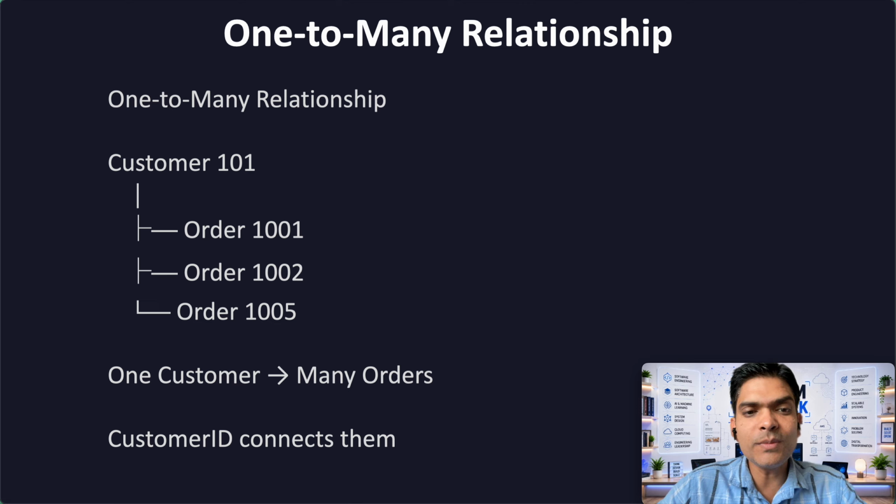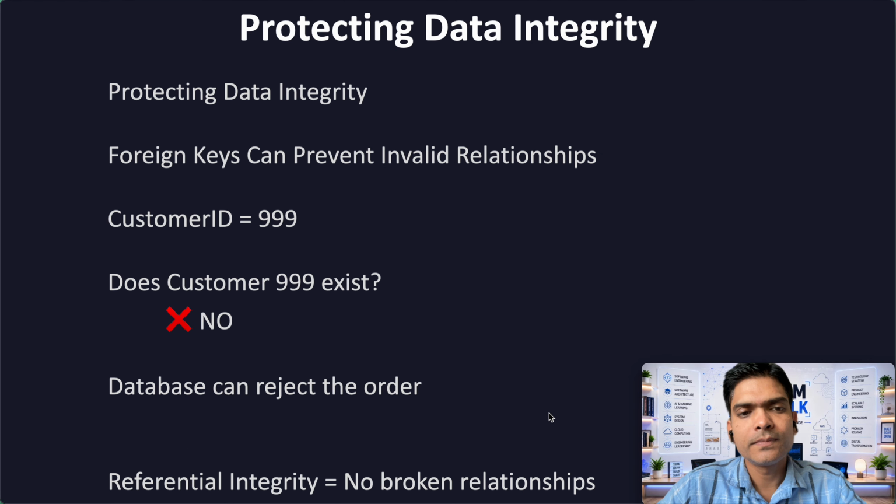So the customers table has one record for that customer, while the orders table can contain many records referencing that customer ID. This is one of the most common patterns you will see in real world applications.